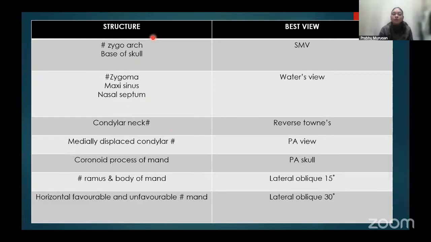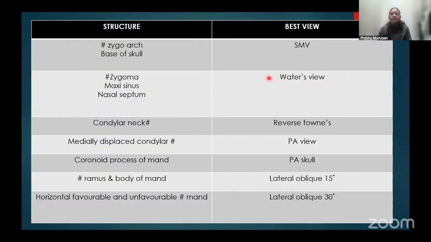You should be able to pick which one is correct. So for looking at the fractures of the zygomatic arch and the base of the skull, the best view is your submental vertex view. For the fracture of the zygoma, to look at the maxillary sinus and the nasal septum, the best view is your Waters view. Apart from the maxillary sinus, the frontal and the ethmoidal sinus will also be visible by the Waters view, and the sphenoid sinus is visible in an open mouth Waters view.